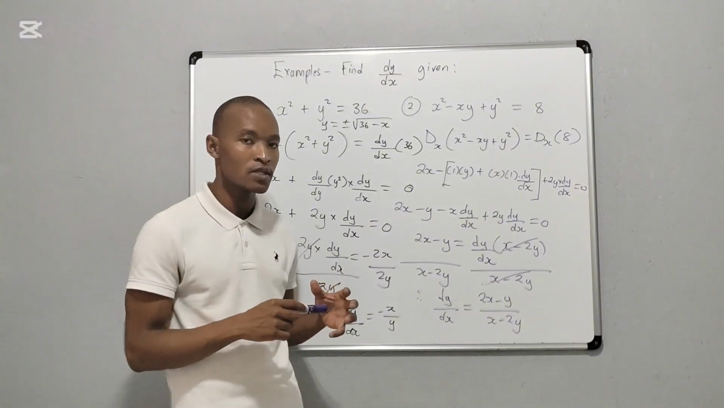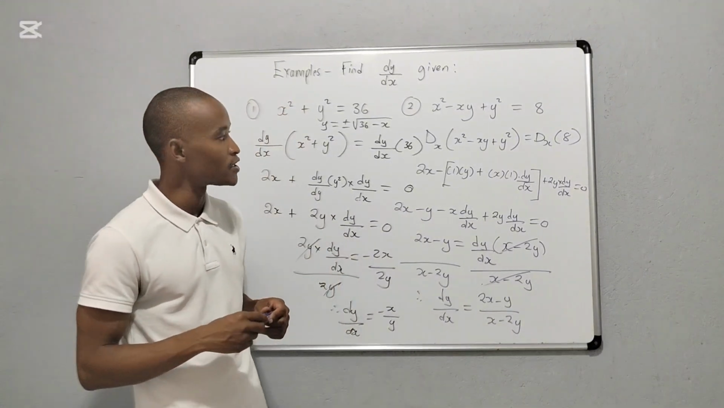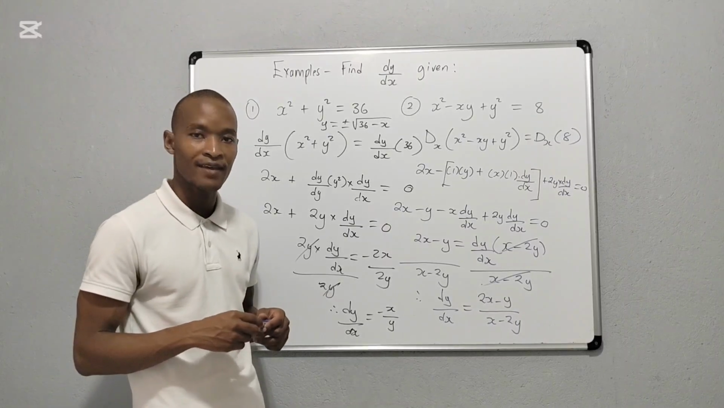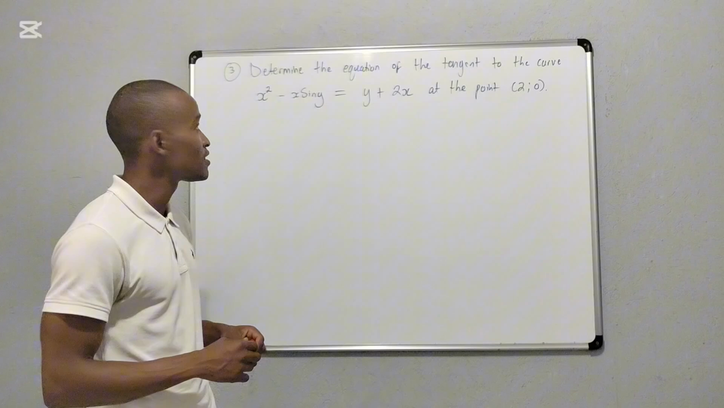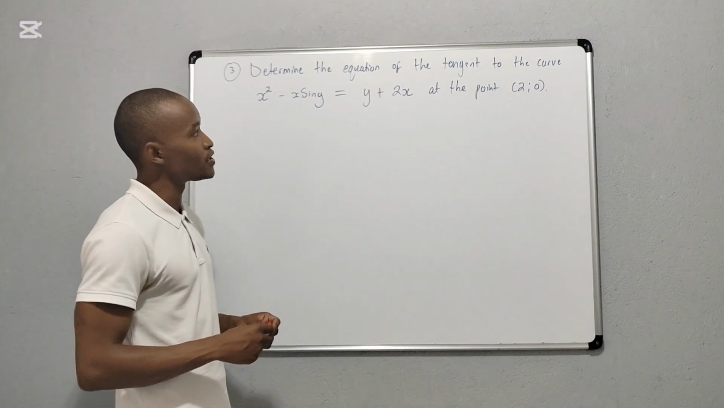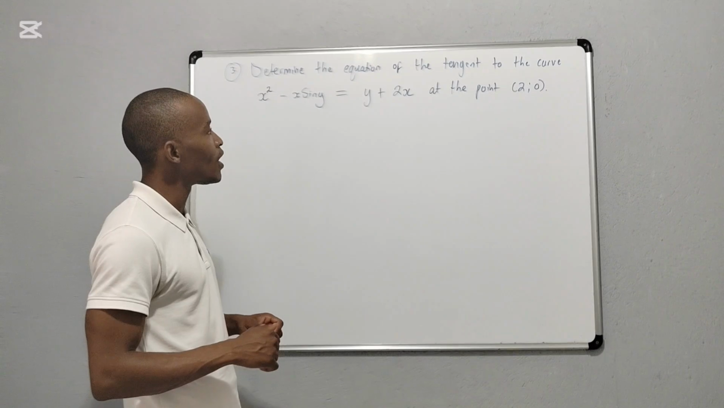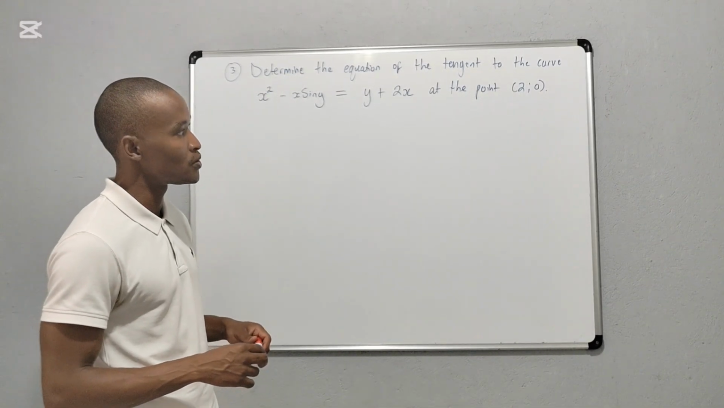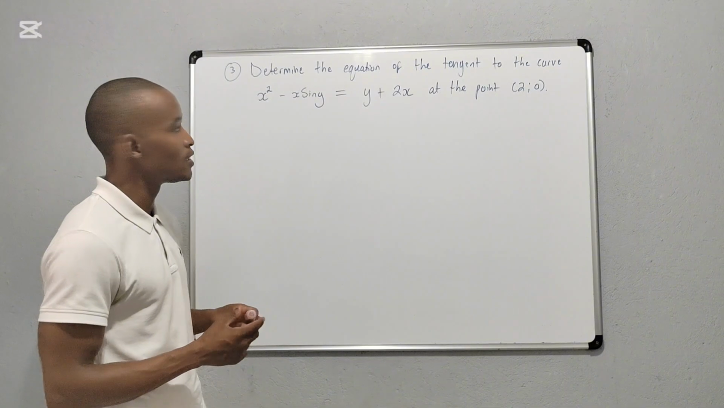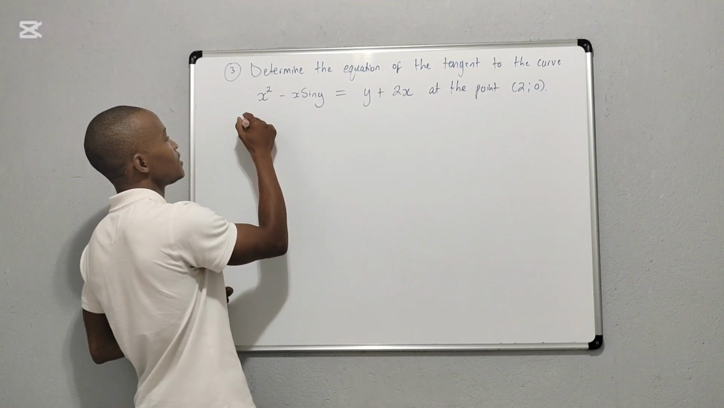Now let's bring in a question that has to do with tangents, but still under implicit differentiation. Question 3. Determine the equation of the tangent to the curve x squared minus x sine y equal to y plus 2x at the point 2, 0. What do we need first? To implicitly differentiate this function here.